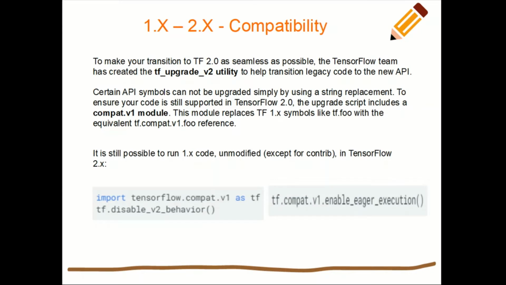Now obviously there is going to be a question about 1.x and 2.x compatibility, right? So this is for the folks who have developed code in TensorFlow version 1 and now want to use it on the 2.x. So there are three things. There is a migrate utility which is provided, which is called the tf_upgrade_v2 utility. Now if you use that utility and give it TensorFlow 1 code, it will convert it into TensorFlow 2 code.